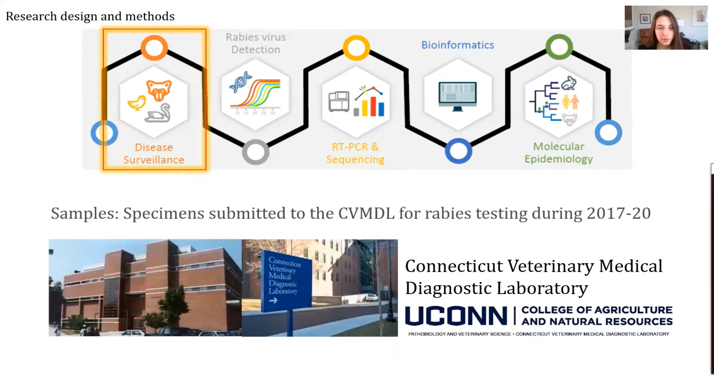In this study, we conducted the genetic characterization of rabies viruses detected in Connecticut by full-length genome sequencing and comparative phylogenetic analysis. Samples for suspected rabies cases between the years 2017 and 2020 submitted to the CVMDL lab were used.